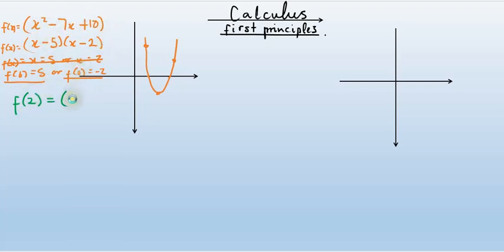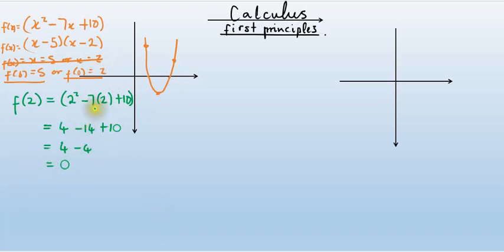I'm going to have 2 squared minus 7 by 2 plus 10. And that means I'm going to have 4 minus 14 plus 10. And that means it's 4 minus 4, which is equal to 0, is it? Oh, yes, I was having an answer of positive 2 there, which is equal to 0.